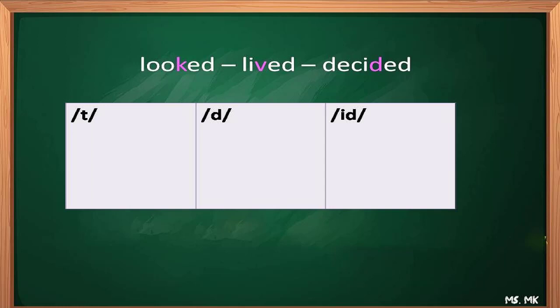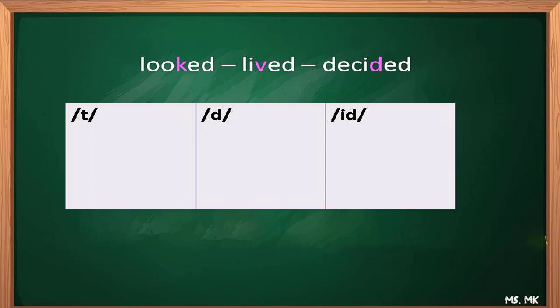So we're going to say looked, lived, decided, and before you draw this table, you're going to ask them, do you have a difference in pronunciation? If yes, what is the difference? And then you're going to draw the table, and you insist on the fact that the ed is just a pronunciation. It means the sound, and it should be written between slashes.